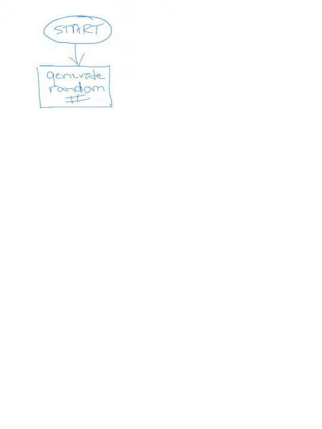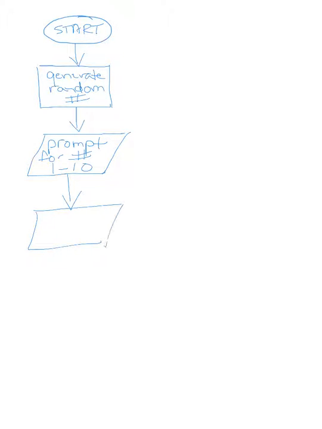The computer has generated this random number. The next thing it's got to do is tell the user to enter a guess. So we have to have a parallelogram here. That's an input or an output, and we're going to be prompting for a number from 1 to 10. Once that prompt is up, then we can have another input where the user inputs their guess.